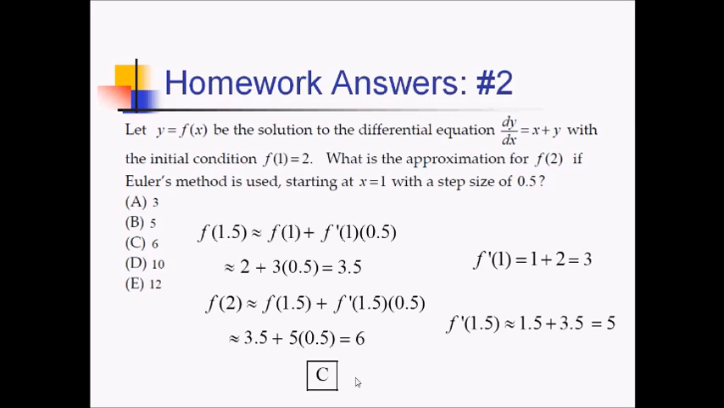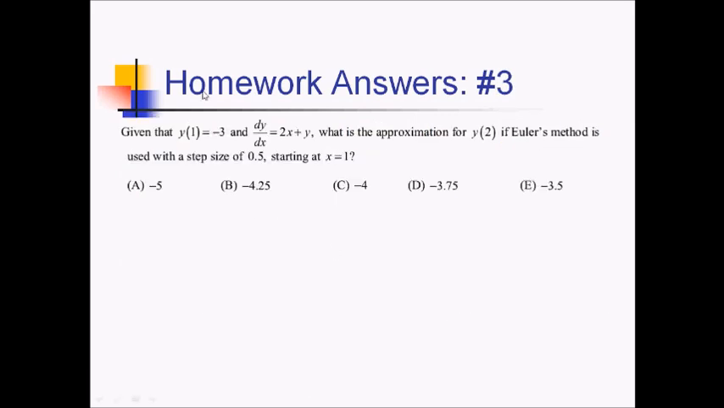Choice C. On this problem, we're given y of 1 equals negative 3 and a differential equation here, 2x plus y. We want to figure out y of 2 using Euler's with a step size of 0.5, starting at the 1 that they gave us for an x value. So we're going to start by figuring out y of 1.5. We're going to approximate it, and then we'll use that approximation to figure out y of 2. So we're going to have to do this in 2 steps with Euler's.